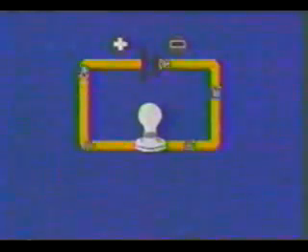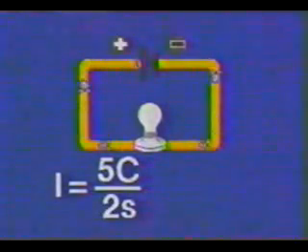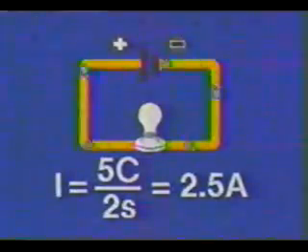If in our circuit 5 coulombs pass by point X in 2 seconds, we can calculate the current by dividing the charge of 5 coulombs by the time 2 seconds to give us 2.5 amperes.